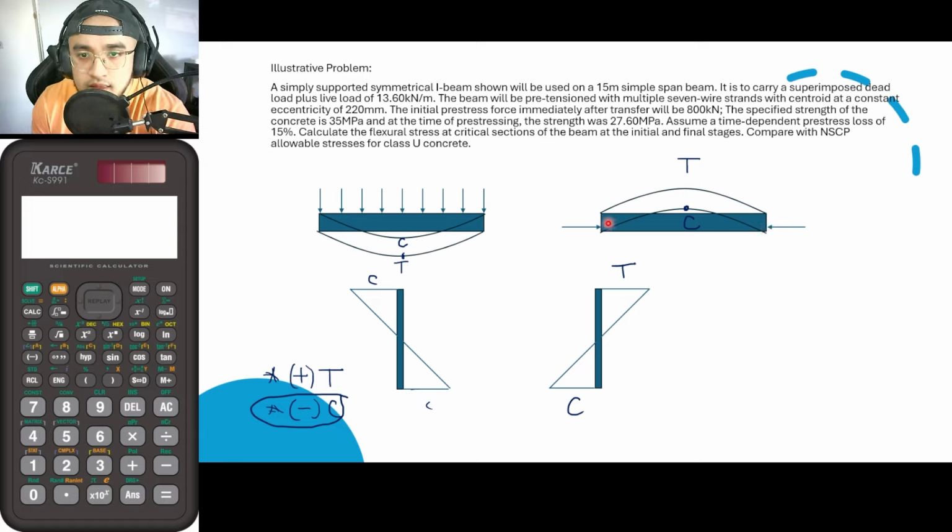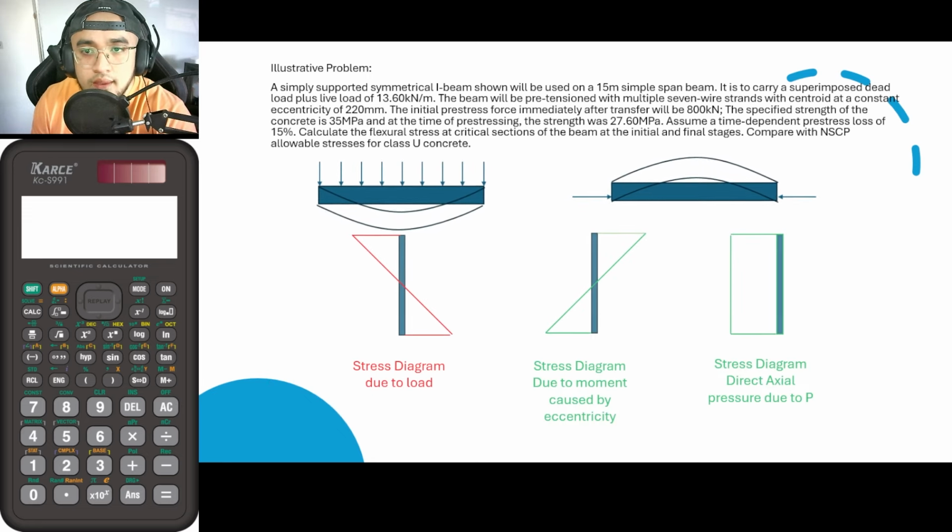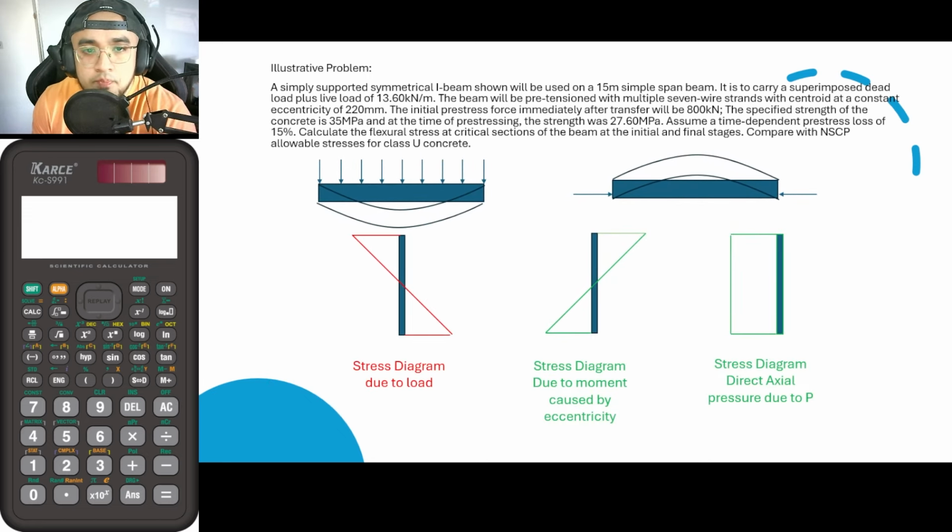We could say that this particular beam is under compressive stress. So with that, guys, this is now due to compression. Okay? So again, if we are now to proceed to the next slide here, this red diagram here is the stress due to the load.